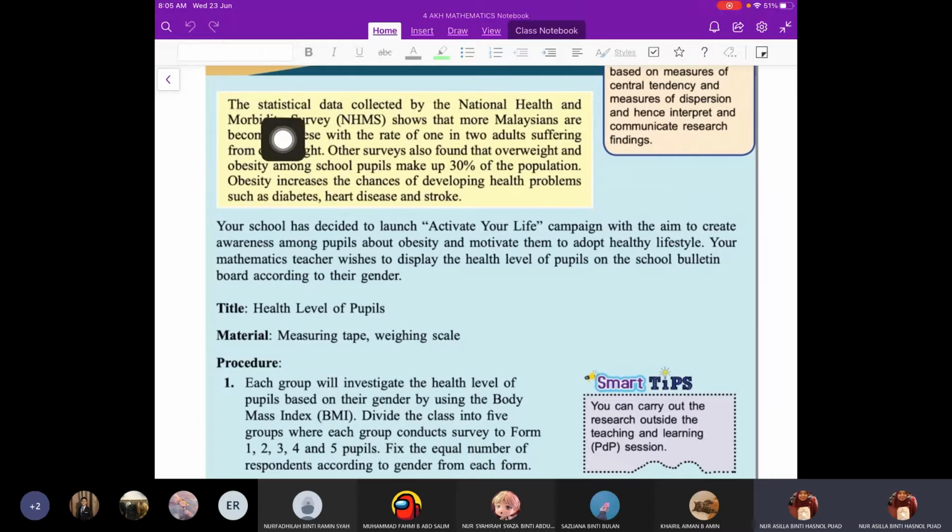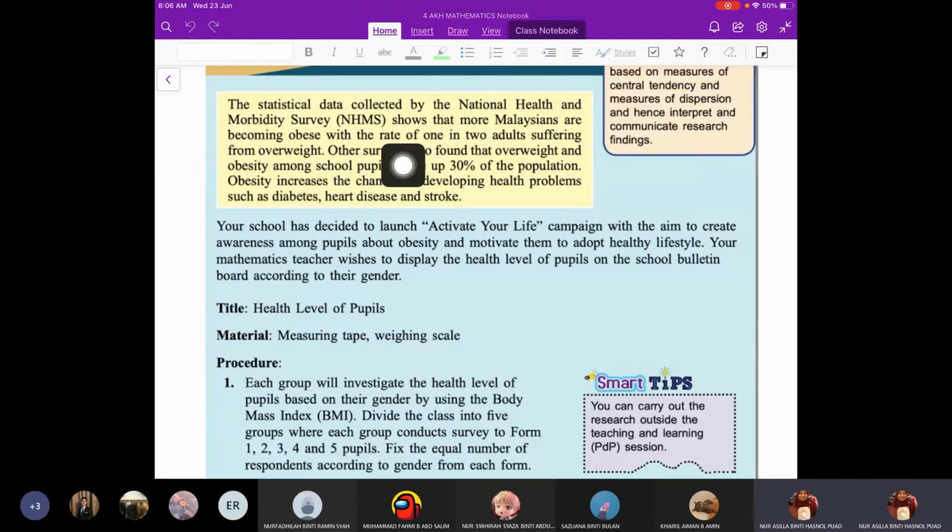Alright, it says here, the statistical data collected by the National Health and Morbidity Survey, NHMS, shows that more Malaysians are becoming obese with the rate of 1 in 2 adults suffering from overweight. So maksudnya 50%, 1 in 2 adults. So other surveys also found, so this is a different survey, that overweight and obesity among school pupils make up 30% of the population.